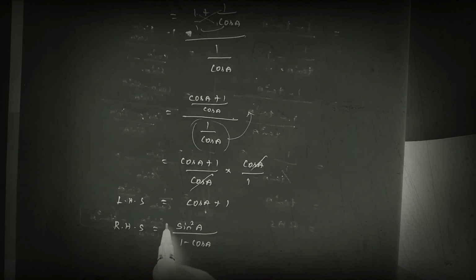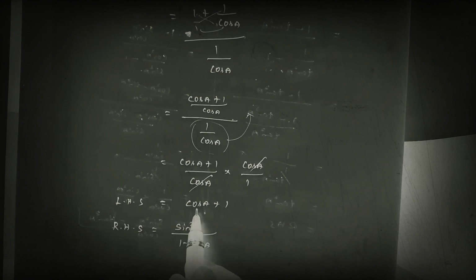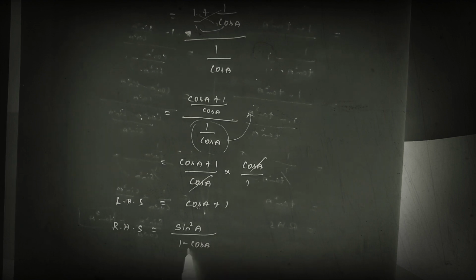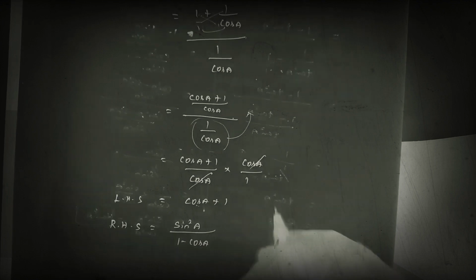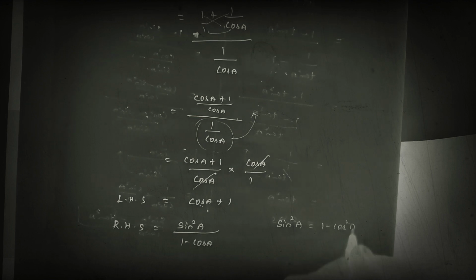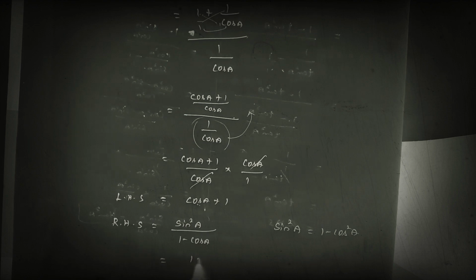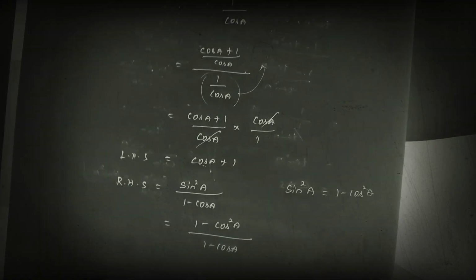I am taking the RHS and trying to bring the LHS. The simplification of LHS is cos A plus 1, right? In the denominator it is already in the form of cos only, so we want to change the numerator alone, sin in terms of cos. We know that sin square A is equal to 1 minus cos square A. So instead of sin square A, I am going to write 1 minus cos square A, divided by 1 minus cos A.